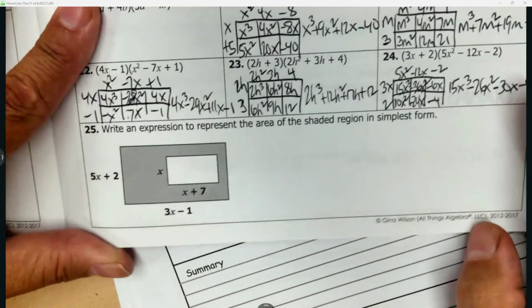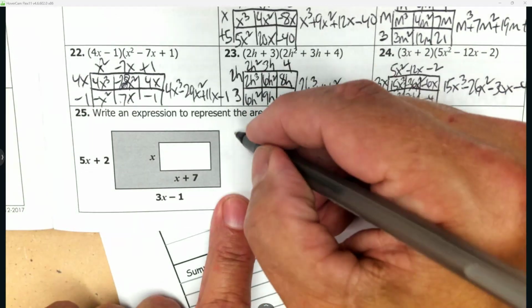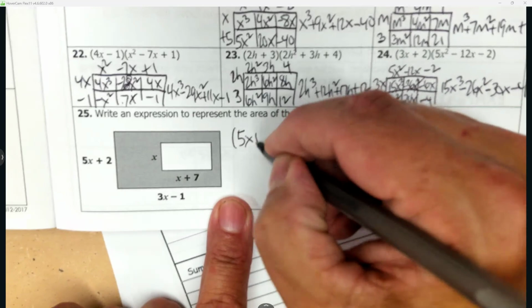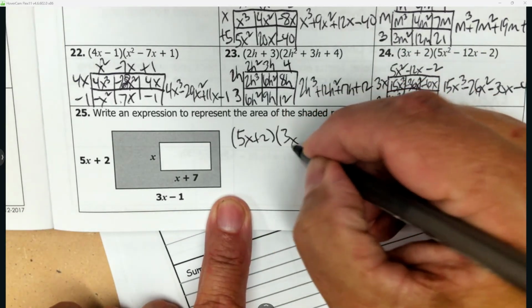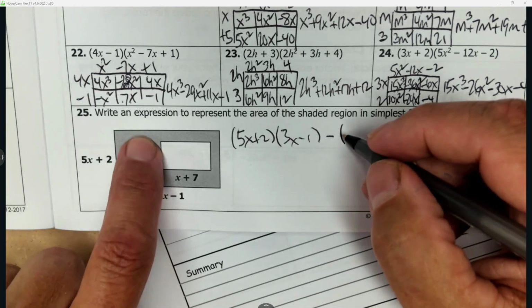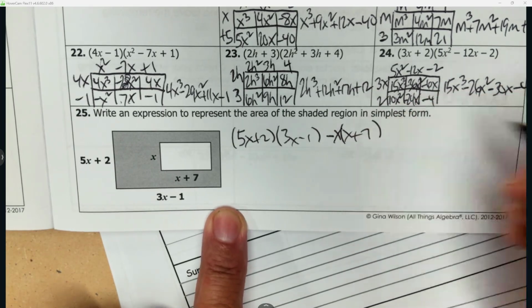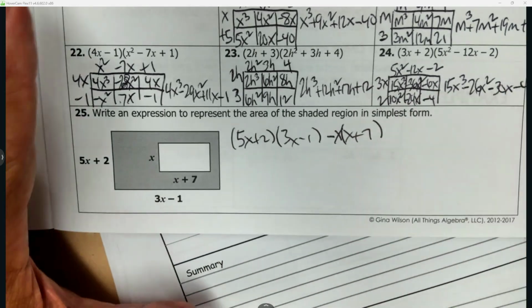All right, last one, geometry one again. Area of the shaded part. You have a big rectangle. So the area of the big rectangle is length times width, which is this. Subtract the small rectangle, length times width. I'll put the x in front, and x plus 7. And then multiply it out and combine like terms.